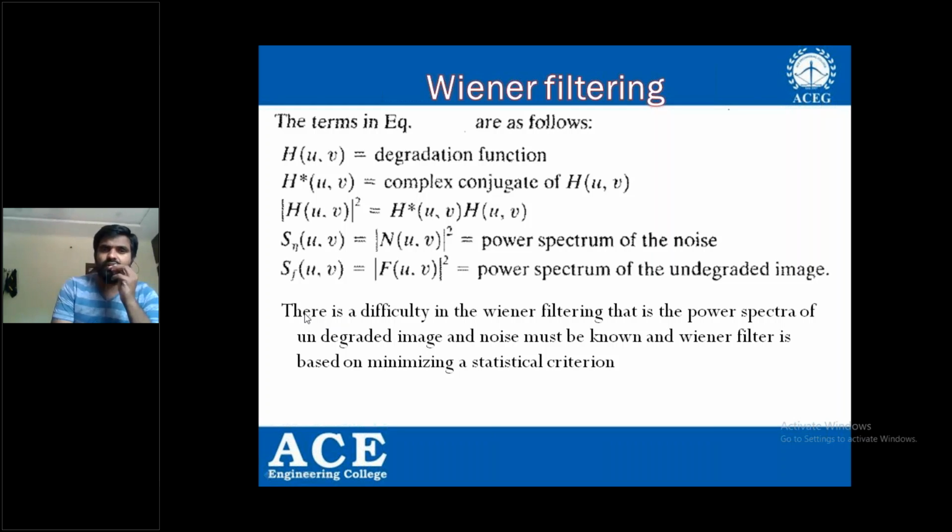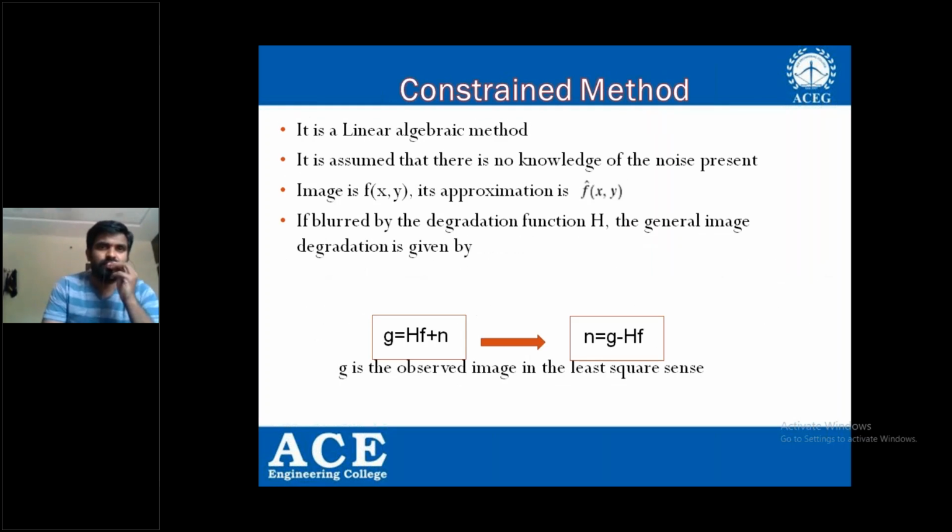So there is a difficulty in the Wiener filtering. What is the difficulty in the Wiener filtering? You need to find the power spectra of both noise as well as the original, undegraded image, right? So these two must be known for applying this particular Wiener filter. Why? Because here we are using a statistical criterion. Based on minimizing a statistical criterion, the Wiener filter is designed, right?